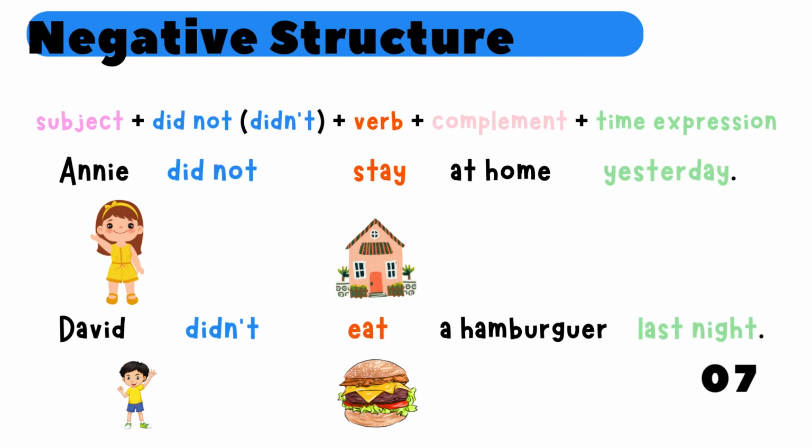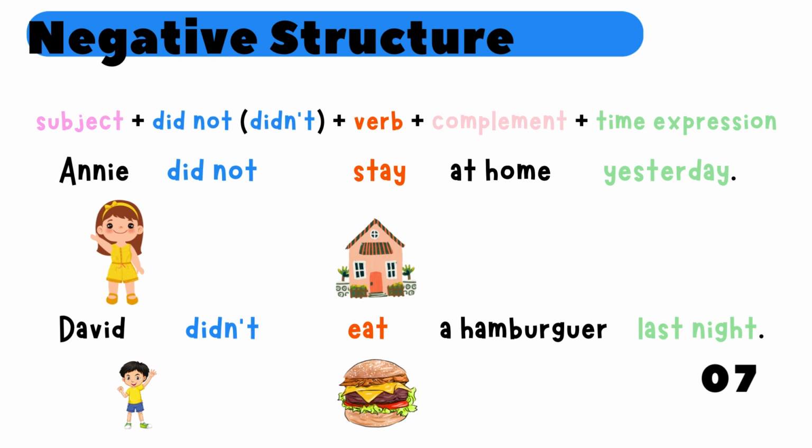Negative structure. Subject plus did not or didn't plus verb plus complement plus time expression. For example, Annie did not stay at home yesterday. David didn't eat a hamburger last night.